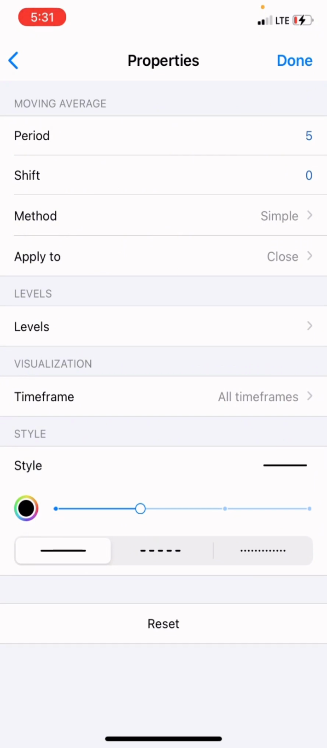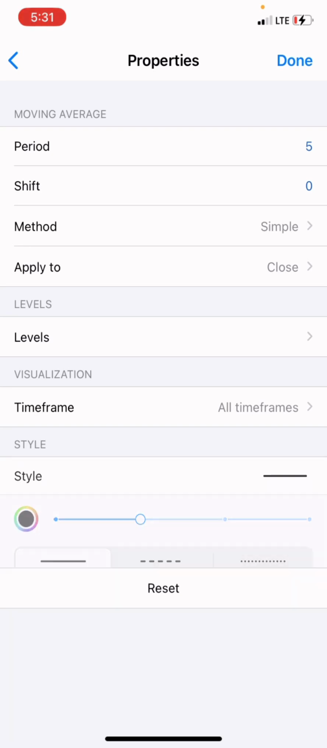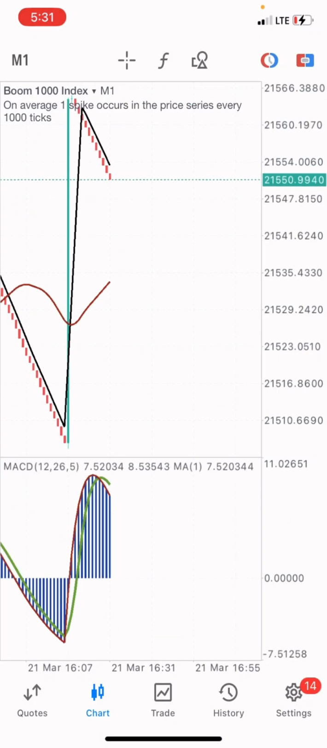And for styling, you simply choose any color that you like, but make sure it is visible on your chart. I am using a white background and you can see I chose the black color for my style. I'm going to be using 2 pixels on this one, and I'll click done and I'm good.